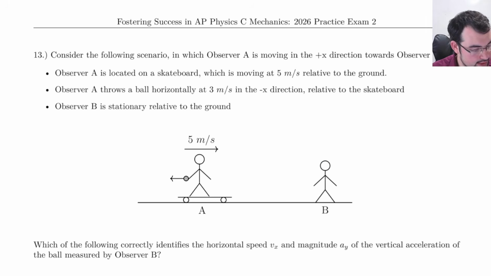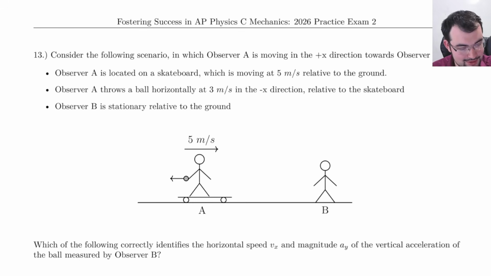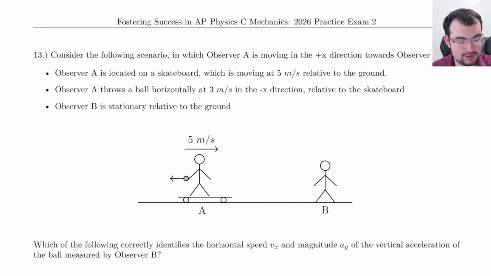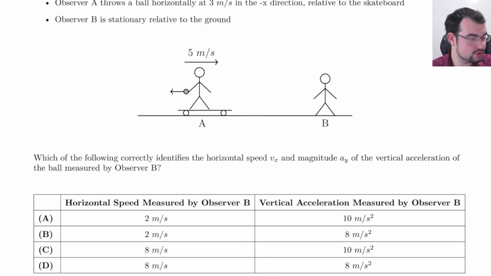All right, our union-mandated relative velocity question. So here's our situation. We got a person on a skateboard moving at 5 meters per second relative to the ground, and then they throw a ball at 3 meters per second relative to the skateboard. And we want to find the horizontal speed that this observer measures and the acceleration this person measures.